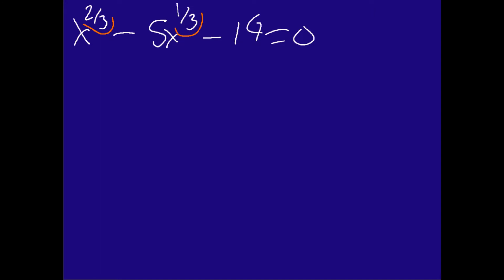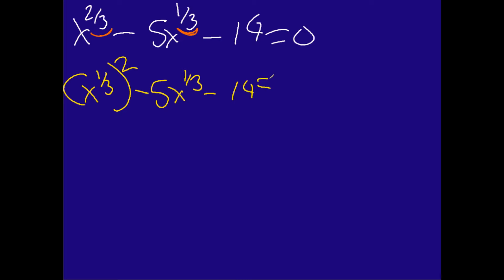So to address that, we first need to find a way in which this 2/3 and this 1/3 become the same. When they become the same, we can then use U substitution. It will make more sense when you see it rather than when I talk about it theoretically. So here's what we are going to do. Another way to write x to the 2/3 power, just from being familiar with exponent properties, is x to the 1/3, and then raise that to the second power. This is the same thing, and you must be familiar with the properties of exponents to appreciate this. And then of course I have minus 5x to the 1/3 still, minus 14 equals 0.